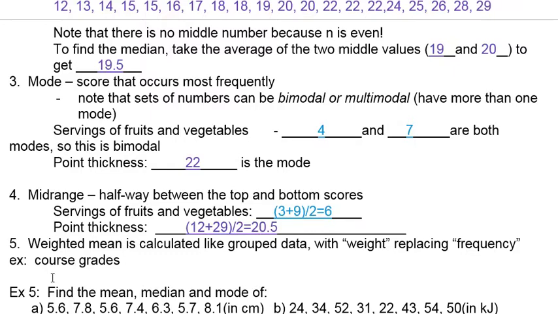A fifth way of calculating center point is a weighted mean. That is just like the frequency table mean, right? Except instead of frequency, we replace it with weight. That sort of thing gets used in course grades, where your tests might be worth 30%, your final exam's worth 40%, your assignments are worth 20%, and you add those up accordingly.